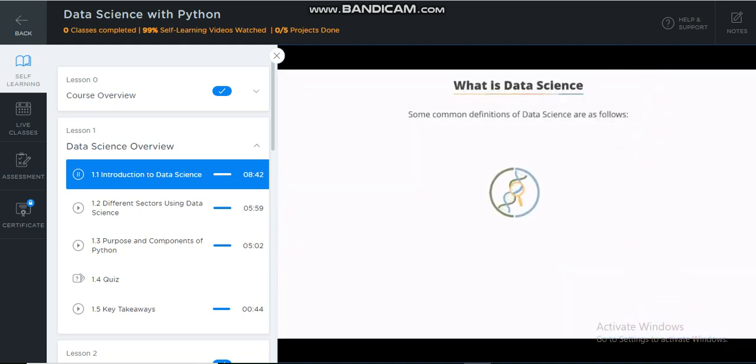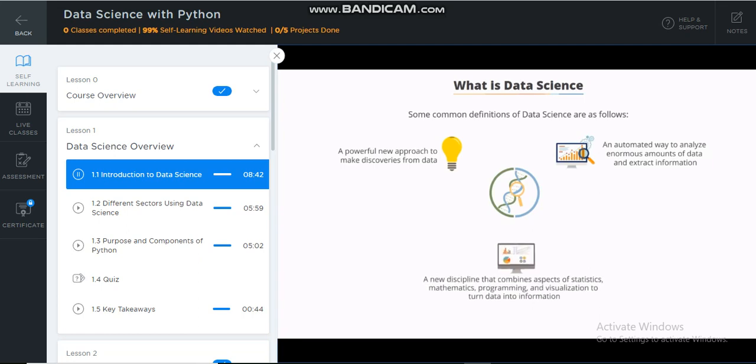What is data science? Let's start with some of the common definitions that are doing the rounds. Some say that data science is a powerful new approach for making discoveries from data. Others term it as an automated way to analyze enormous amounts of data and extract information from it. Still others refer to it as a new discipline which combines aspects of statistics, mathematics, programming, and visualization to gain insights. Now that you have looked at some of its definitions, let's learn more about data science.